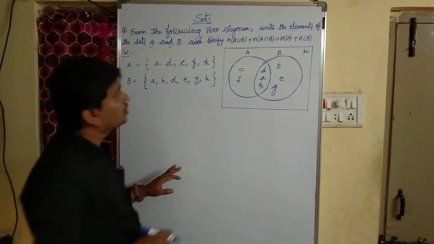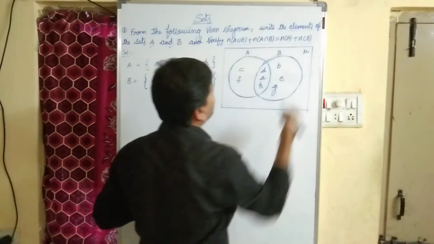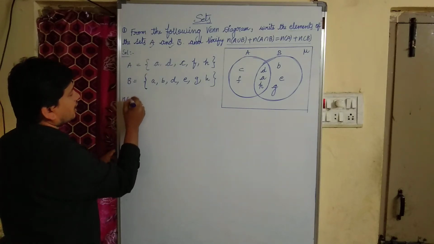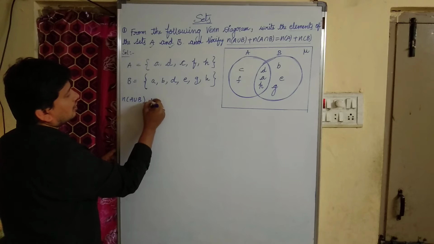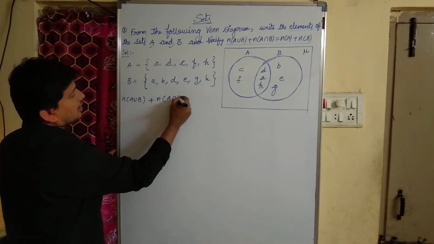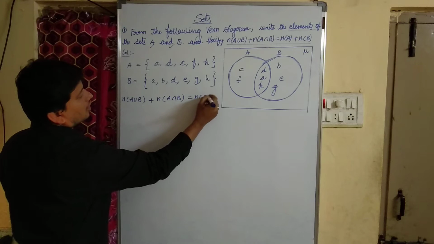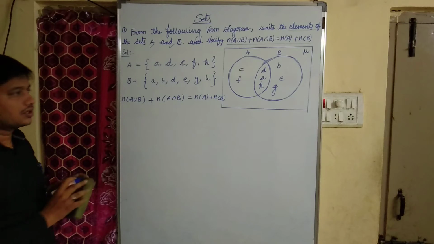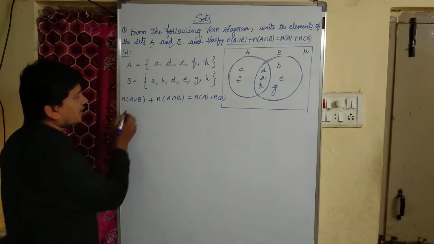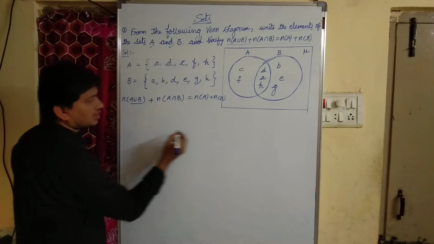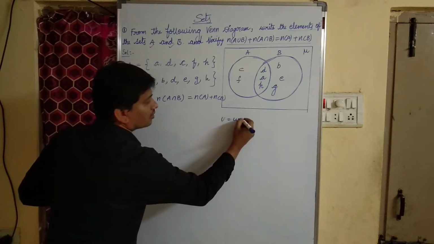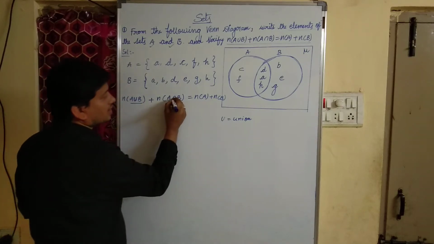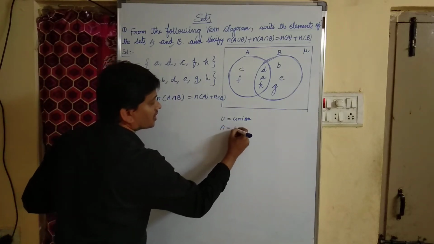Now coming to the second one, they are asking to verify that n of A union B plus n of A intersection B equals n of A plus n of B. Okay. So first what we will do, let us find A union B. This is the symbol for union and this is the symbol for intersection.